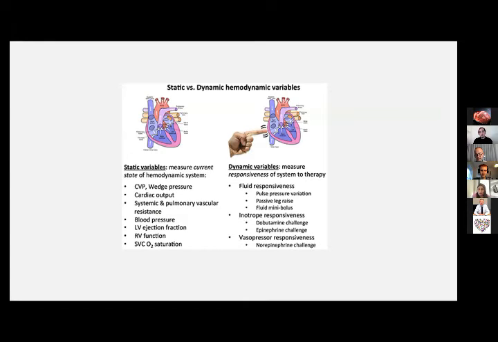So what variables do you get with this pulmonary artery catheter? You get static variables and you get dynamic ones. When I say static, you're talking about central venous pressures, wedge pressure, cardiac output, SVR, PVR. You can measure their functions, you can get RV function, and you can get a mixed venous oxygen saturation. When I say dynamic, you measure how your therapy is acting on this patient. How are they responding to fluids?